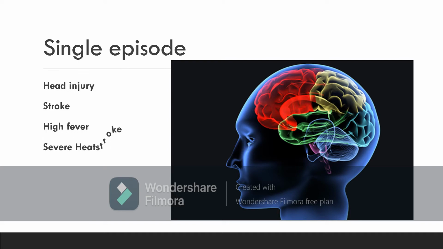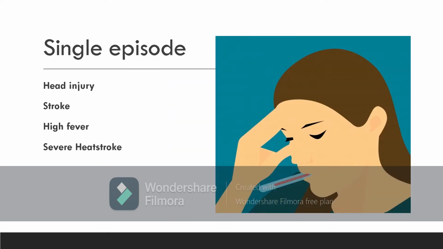Next case is high fever. Seizures appear at a temperature over 104 degrees Fahrenheit with chills, headache, weakness, poor concentration, and sleepiness in the day. High fever could cause a single episode of seizure. In severe heat stroke, there could be shallow breathing or confusion or disorientation due to the heat of the sun, and severe heat stroke could render you unconscious and can lead to a seizure attack, a single episode as well.